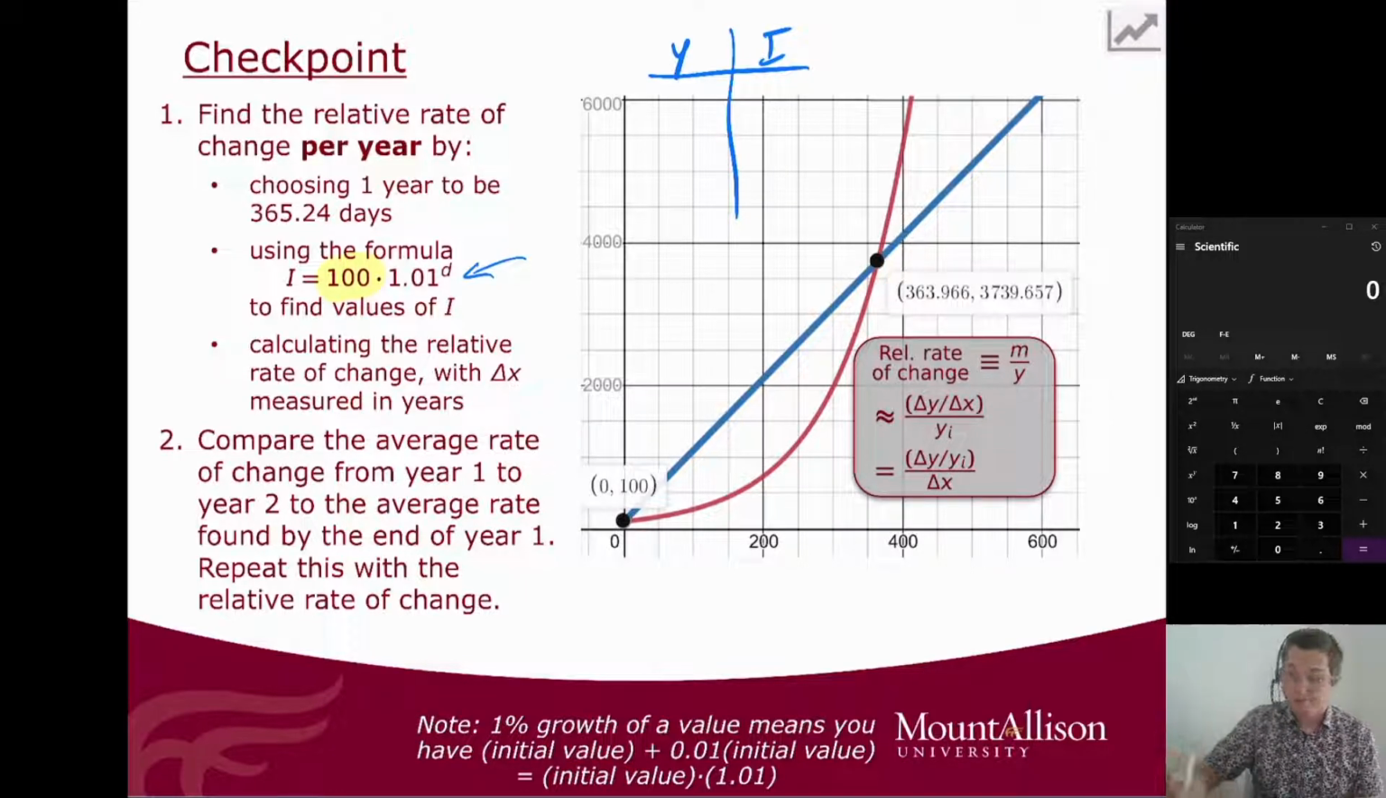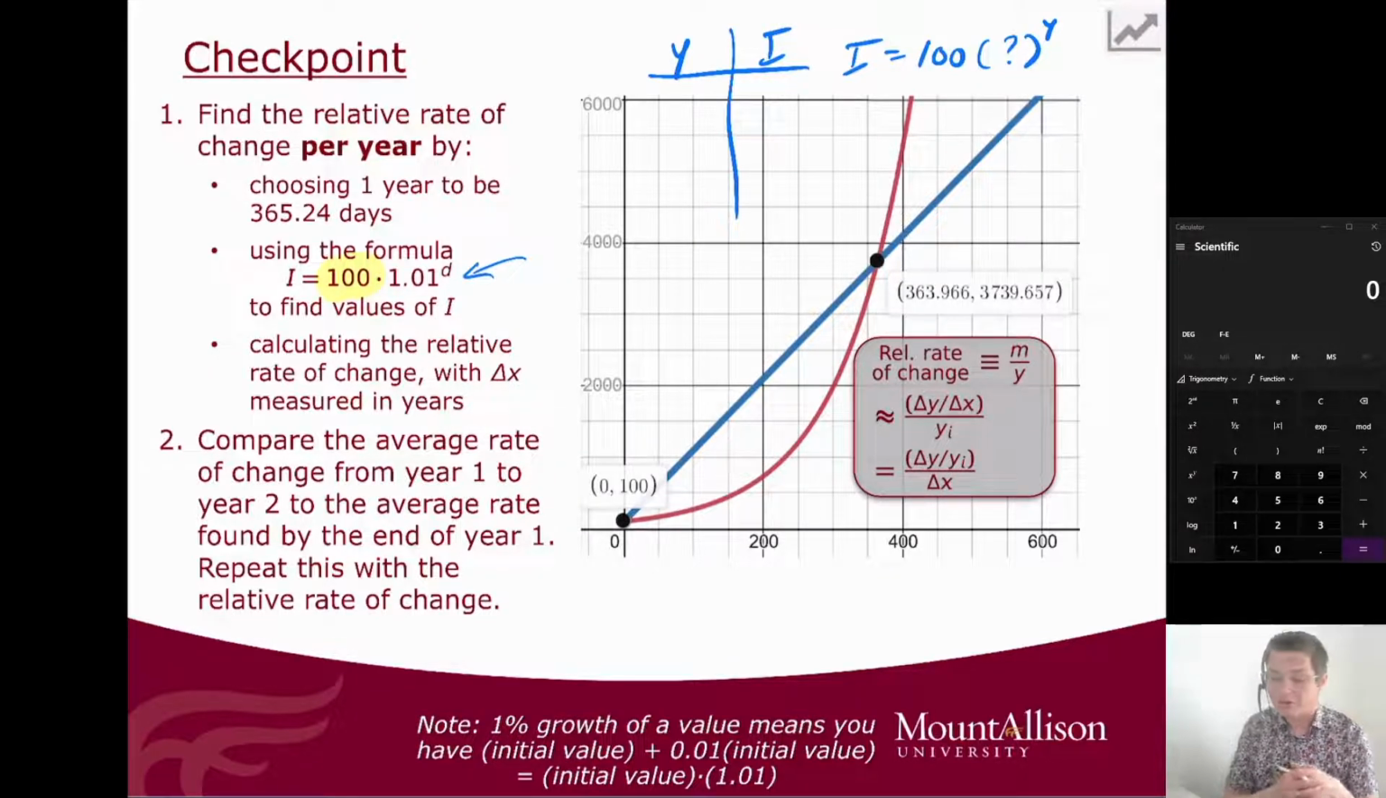So your table of values, if you have a particular year, then you'd find out what your investment is. And so you're looking at an equation that's going to look like I is 100 to the something to the power of, in this case, y is my independent variable because I'm looking at years. So we know what the value is at 0. My investment is 100. I want you to get the values for year 1 and year 2 using the fact that 1 year is 365.24 days.